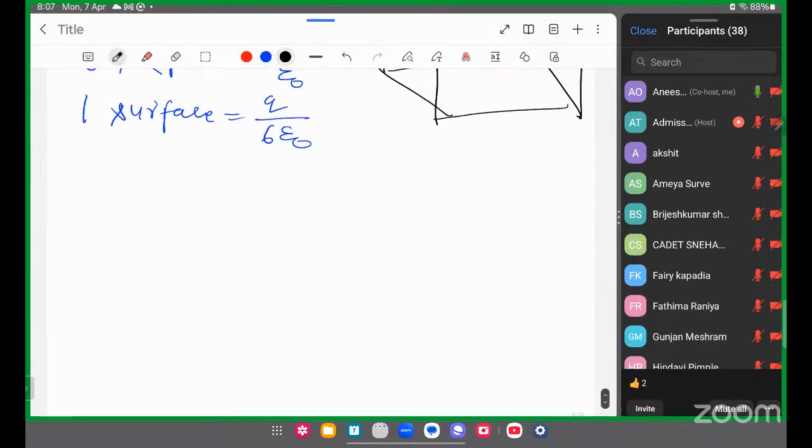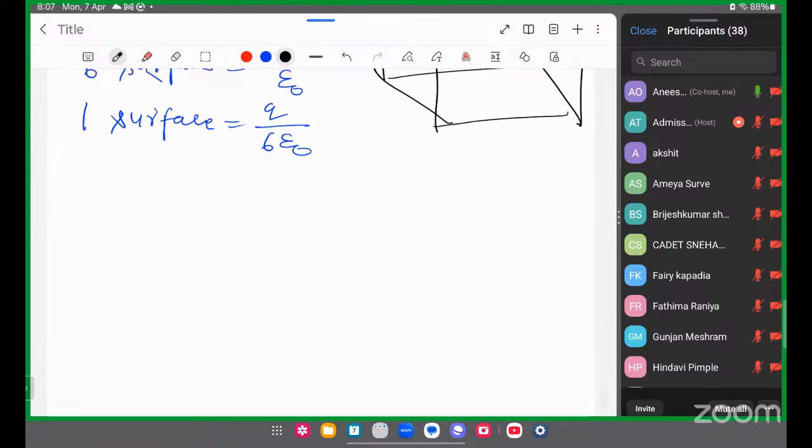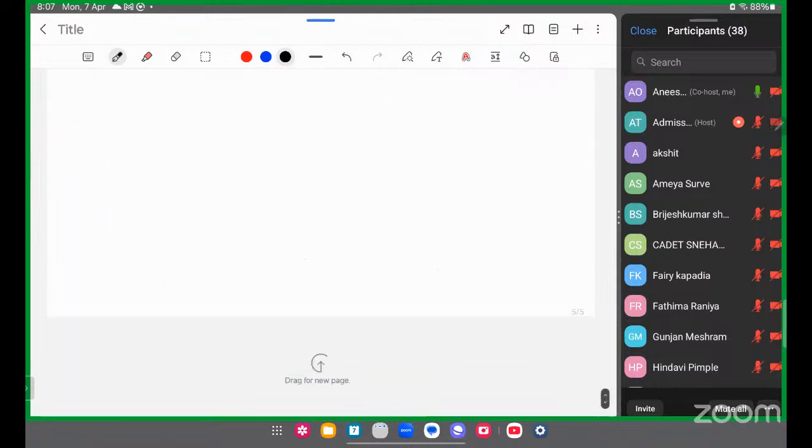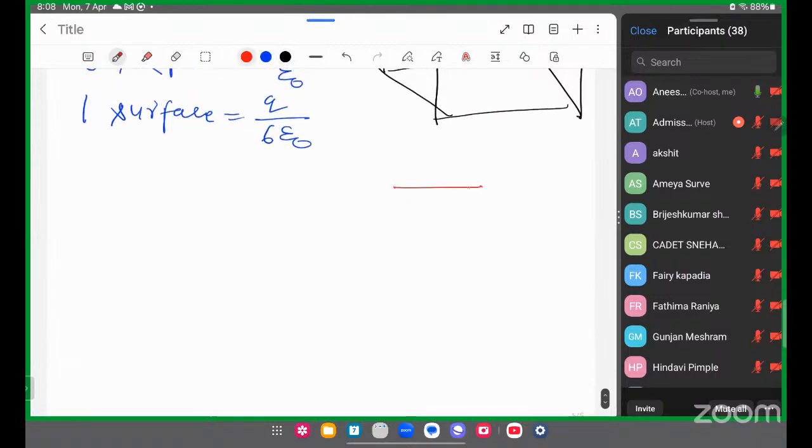Next point, remember that if you are putting the charge at a different location inside the room, for example, if it is at the center, the answer will be the same, Q by epsilon naught. And if charge Q is at any other point inside the room, again the answer will be the same, Q by epsilon naught. But the answer will change if charge Q is at a corner.